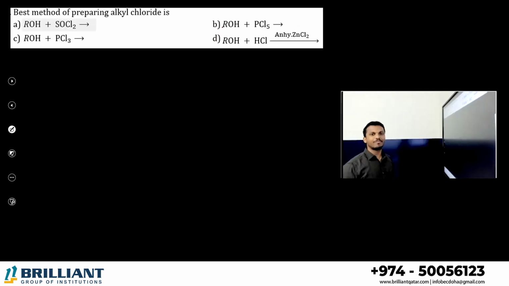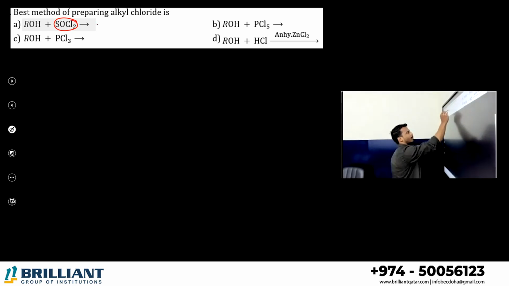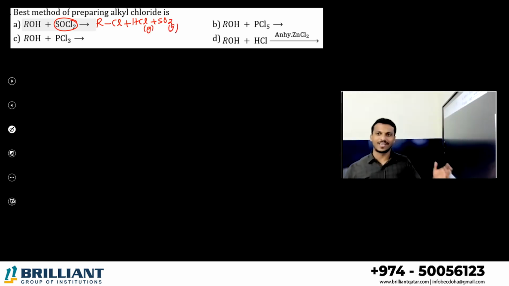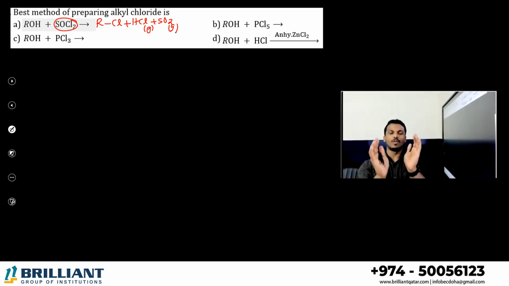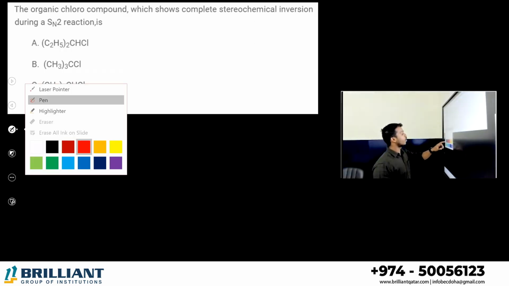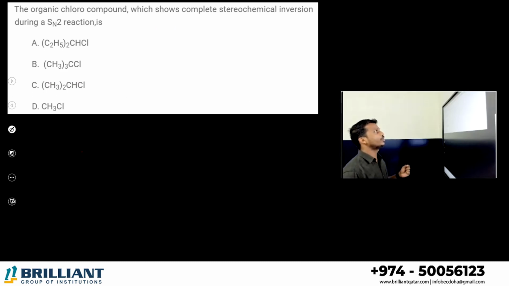Okay, dear all. Very simple question we already discussed in part 1. Which is the best method of preparing alkyl halide? PCl3 fine, PCl5 fine, but which is the best method? SOCl2, thionyl chloride, because the products are RCl along with HCl and sulfur dioxide. Both byproducts are gases, which easily escape from the system. You will get pure haloalkane. This is the best method. Correct.